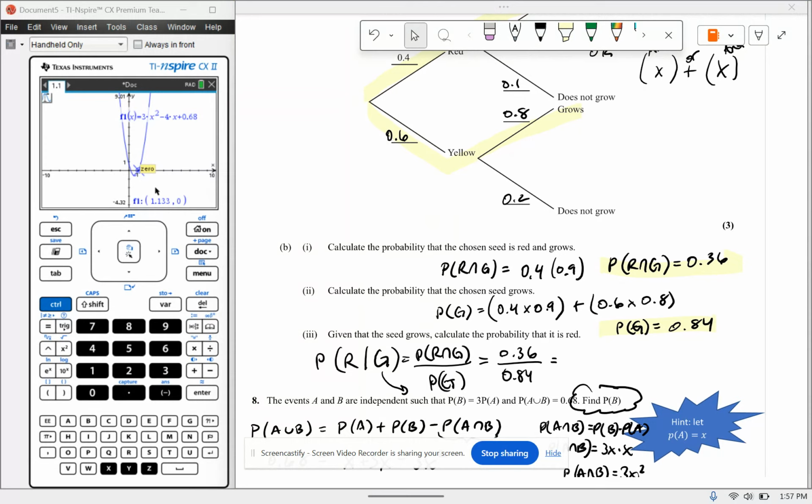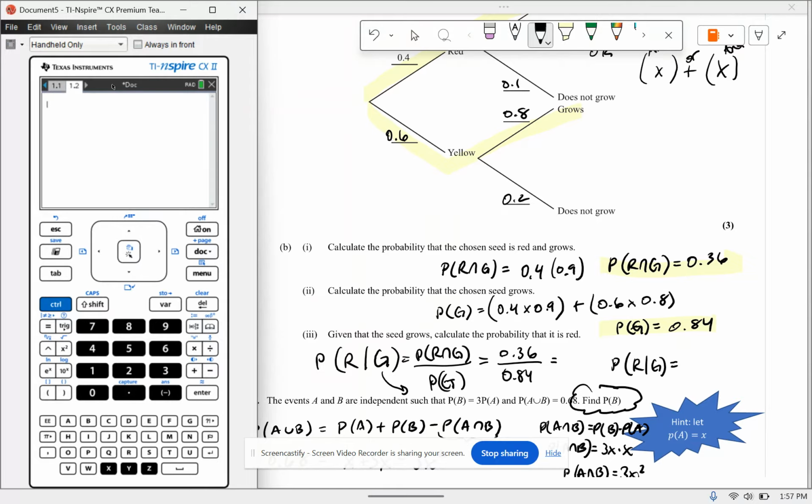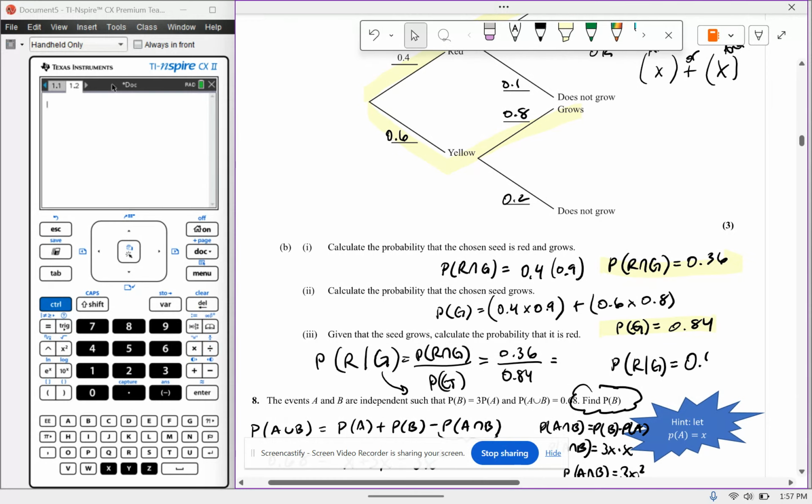Who's got their calculator out? What? Oh. Well, I wasn't asking you. What do you need? Oh no, hurry up, my beard is growing. It's 0.36 divided by 0.84. 0.428. Oh, is that what I get? Yeah. Nice job. Okay. Very good. Thank you.